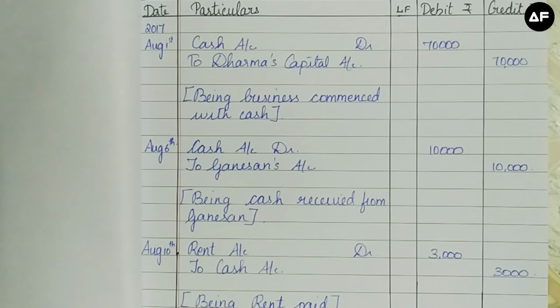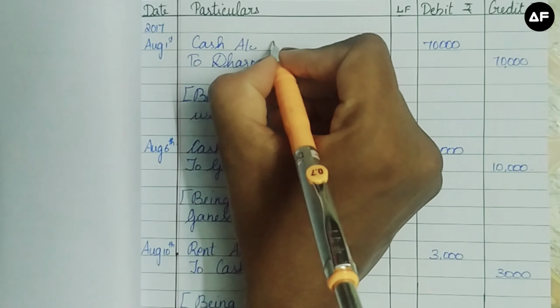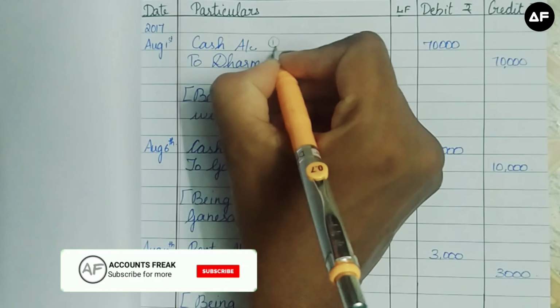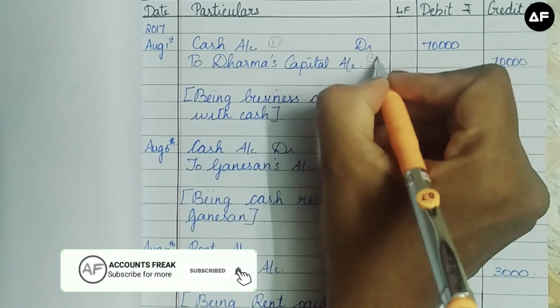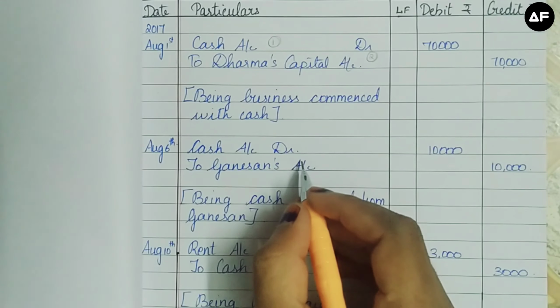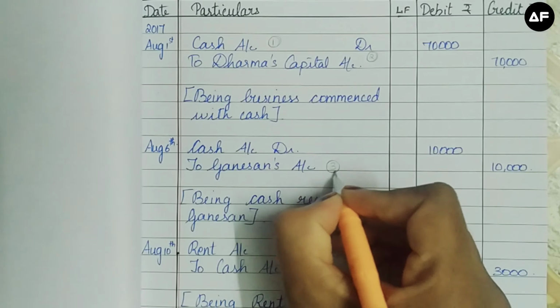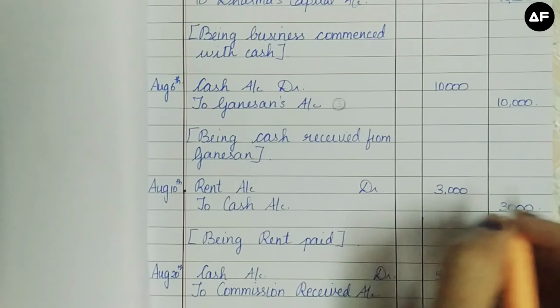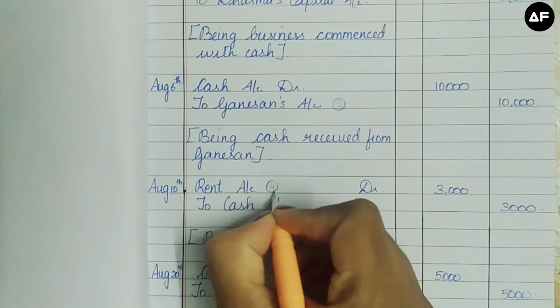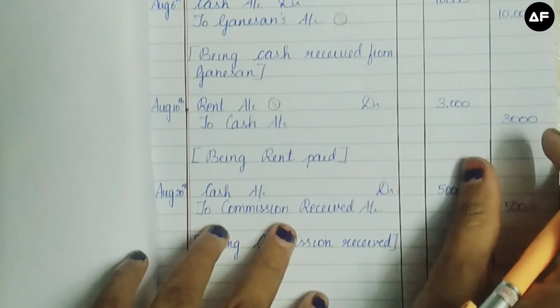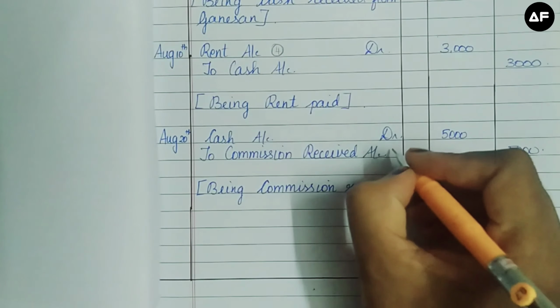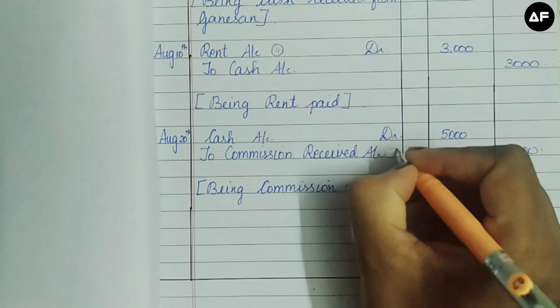Therefore, let's go to the first transaction, that is started business with cash. So slowly, cash account is number 1. Dharma's Capital number 2. Again there's a cash account, do not repeat it, skip. Next is Ganeshan account number 3. Next is rent account number 4. Again you have cash account, skip. Again you have cash account, skip. Commission received is number 5.